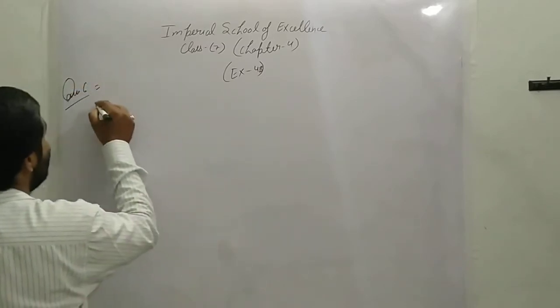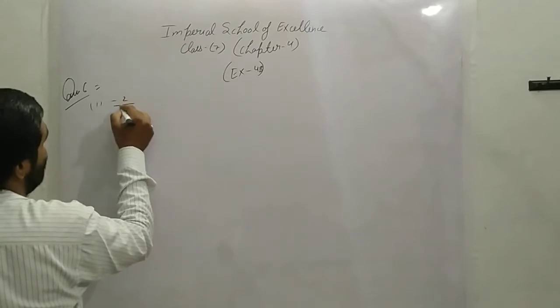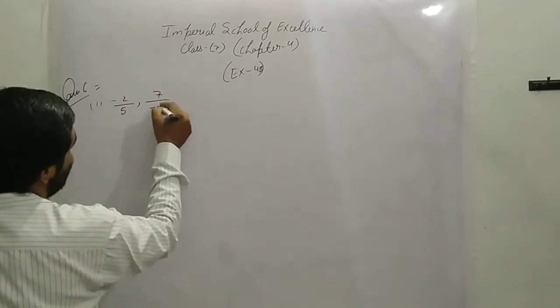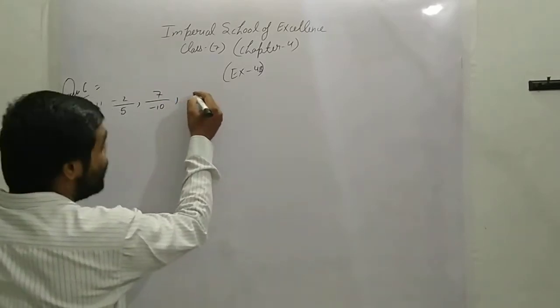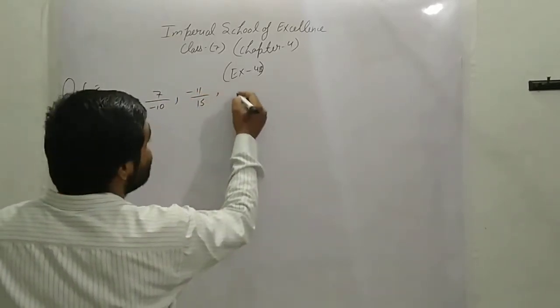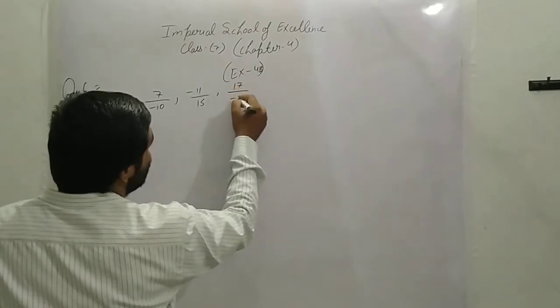The numbers are given. First one is minus 2 upon 5. After that 7 upon minus 10. After that minus 11 upon 15. After that it is 17 upon minus 30.